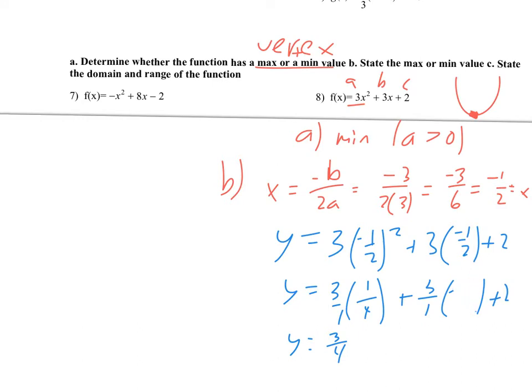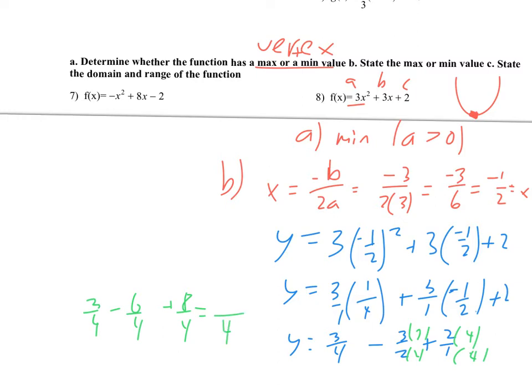Let me try to write that a little better here. Okay, so negative 1/2 right there. So this will turn into negative 3 over 2, and then plus 2 over 1. And I put that one as plus 2 over 1 because now I need to do common denominator here, so I'm going to make these all a 4. And so this will turn into 3 over 4 minus 6 over 4 plus 8 over 4. And then I just add the numerators and keep the denominator the same. So 3 minus 6 is negative 3, plus 8 is 5. So that's my answer for part B.